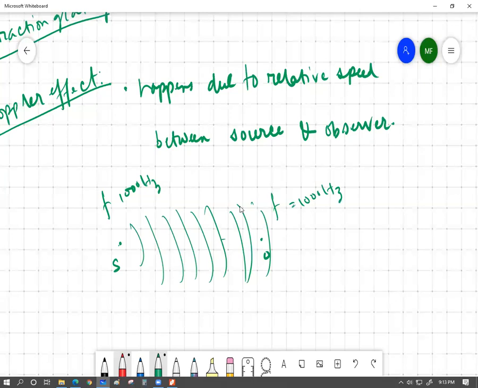1000 হার্টজ বলছেন? If they are not moving with respect to each other, if the source is stationary and the observer is also stationary, and the source is producing waves at 1000 hertz, the person will also experience the source to have 1000 hertz frequency. Because if the source is producing 1000 waves per second, the observer would still experience 1000 waves crossing him every second. So he will perceive the source to have 1000 hertz, exactly the same as the original frequency. That's the normal scenario when they are not moving with respect to each other.